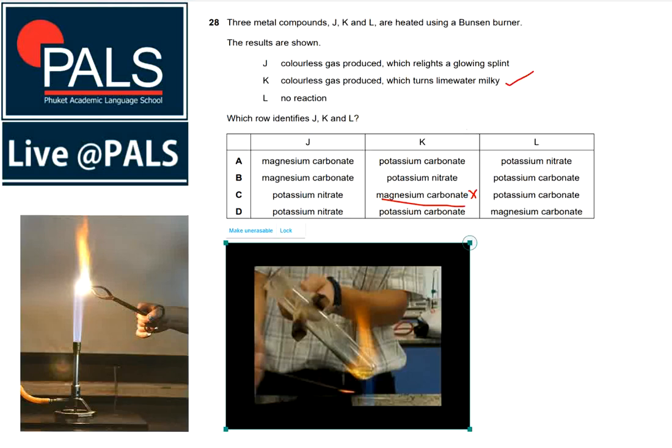We also have the colorless gas produced, which relights a glowing splint. That is for the potassium nitrate. And no reaction for potassium carbonate. So the correct answer for this question is letter C.